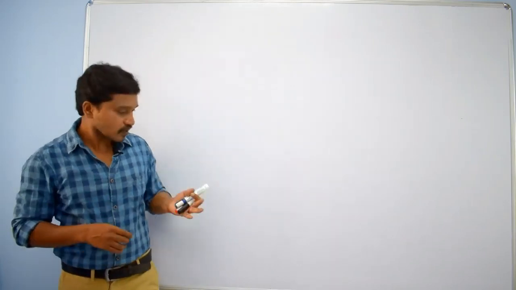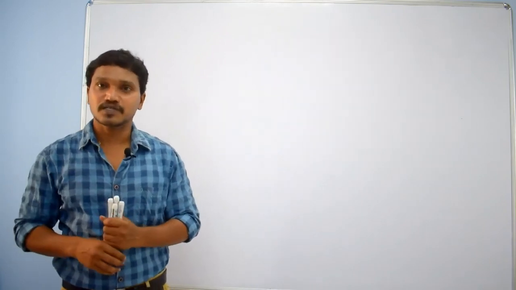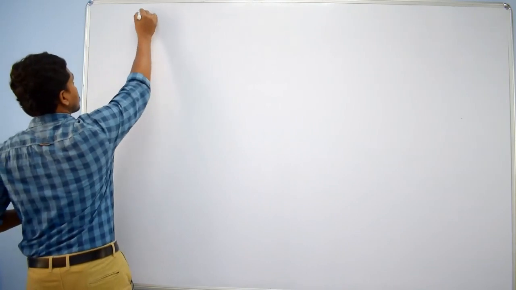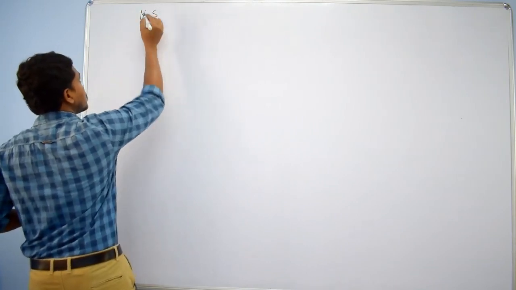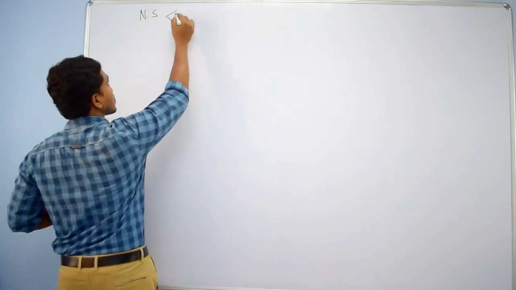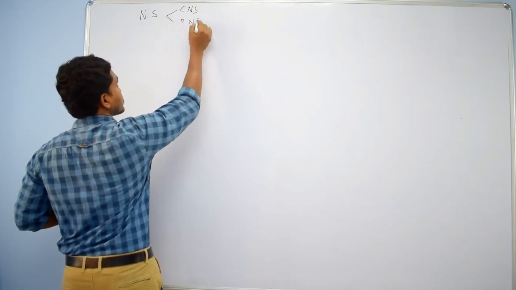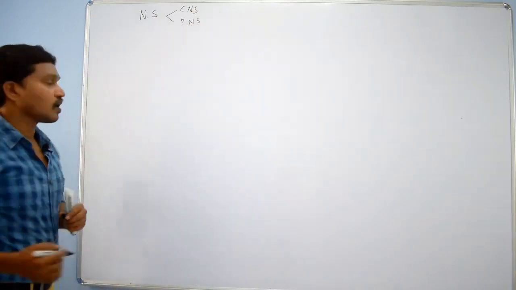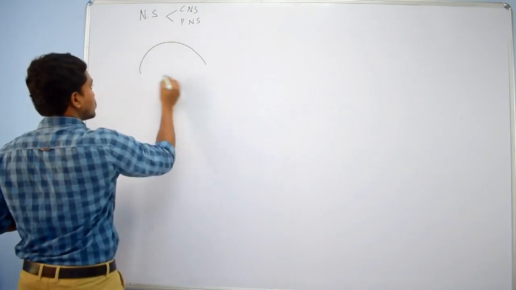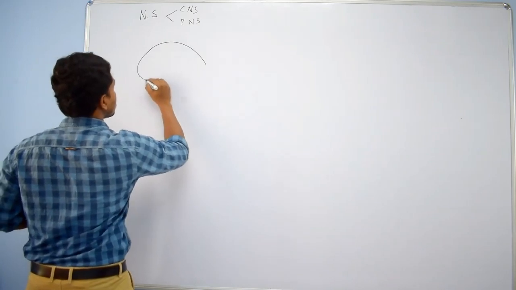Clear? Right. Now, what are the subdivisions of the nervous system? The nervous system divides into the central nervous system and the peripheral nervous system, CNS and PNS. Right? Okay. Let me draw a diagram. So, this is the central nervous system.